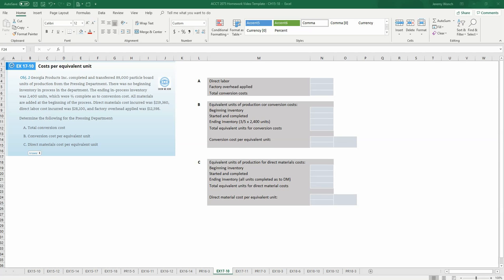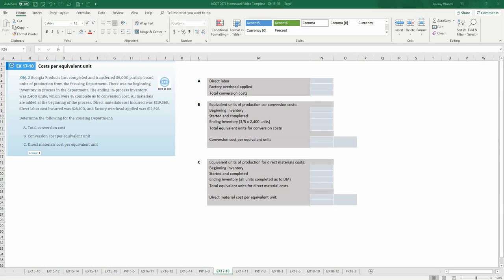All right, in exercise 17-10, so chapter 17 is process costing, and in this problem we're going to be talking about equivalent units. Equivalent units, in a process cost system, we usually have a continuous process where we're making something. So we have direct materials, direct labor, and overhead being added in at different times.